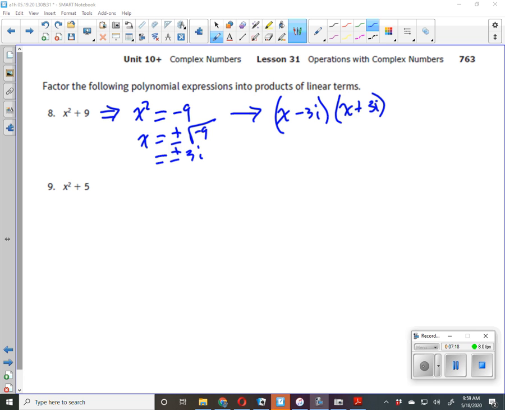Inside the parentheses, the sign switches, so the plus becomes minus, the minus becomes plus, if you're worried about that. So this is going to be x minus i root 5 and x plus i root 5. Hopefully you're getting the hang of that and it makes a little bit of sense. Otherwise, solve it.